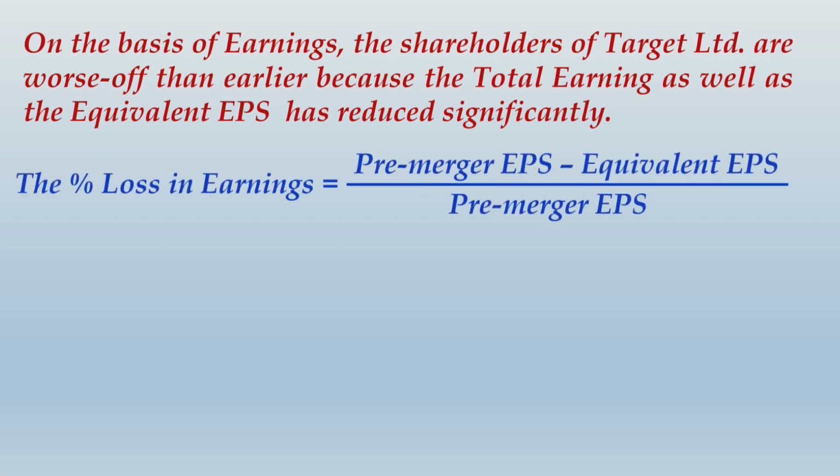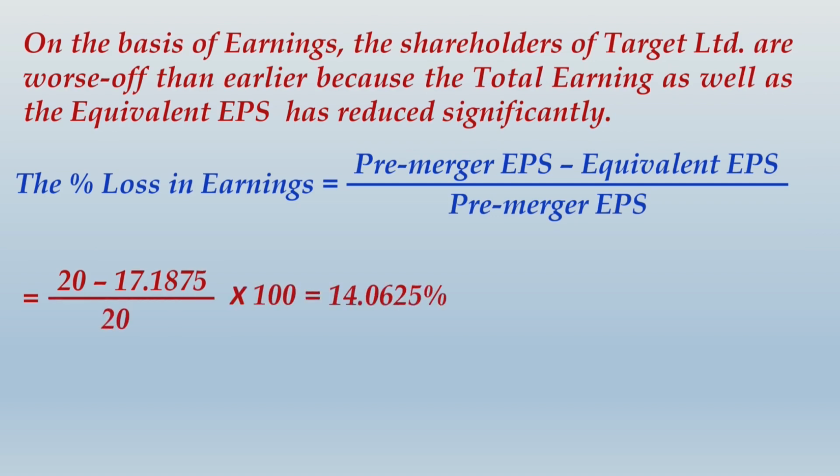The percentage loss in earnings will be pre-merger EPS minus equivalent EPS divided by pre-merger EPS. That will be 20 minus 17.1875 divided by 20. By percentage, it comes to 14.0625%. So friends, take note of this calculation also, and that conclusion will be the end of the solution.